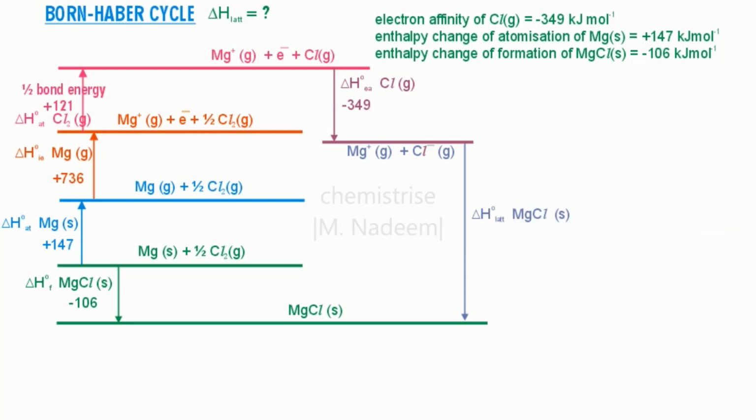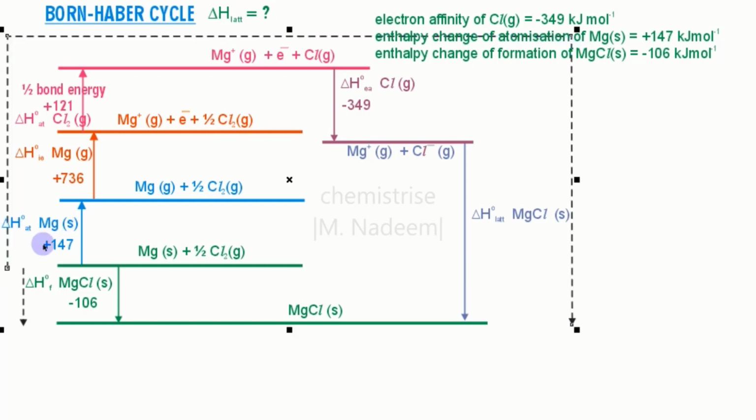Now we can find the lattice energy with the help of this energy cycle, because we got two routes. One is the direct route, this one, in which we are making 1 mole of MgCl from its elements, while there is an indirect pathway. The indirect pathway is this one, that is the sum of all the enthalpies you can see. So all of these enthalpies are added together to get this enthalpy of formation.